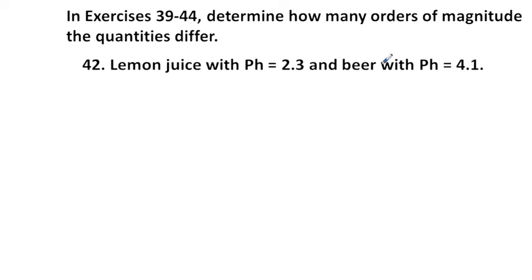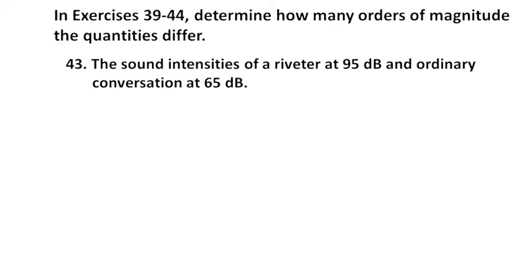42, I'm not going to do this, but it's again a pH scale for acidity and alkalinity, which is a logarithmic scale. Okay, 43, the sound intensities of a riveter at 95 decibels and ordinary conversation at 65 decibels. So this one's a little different.